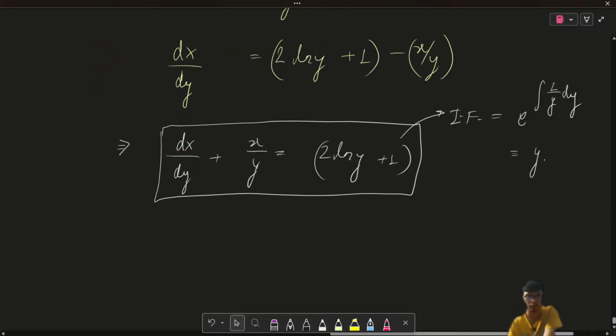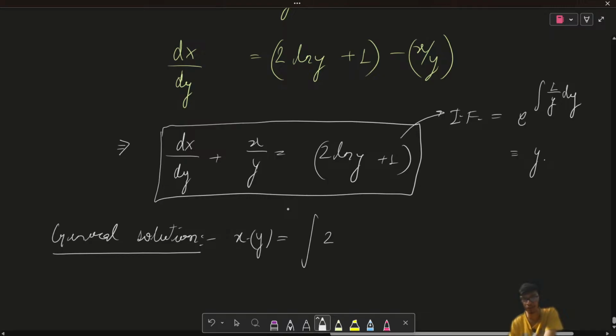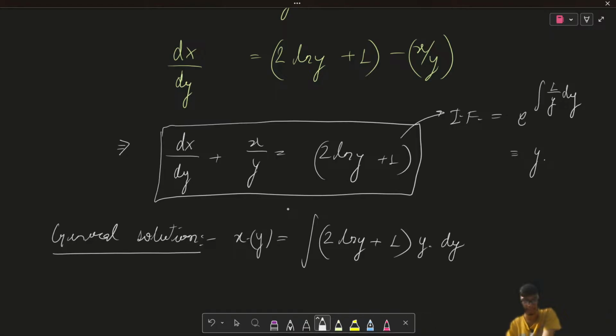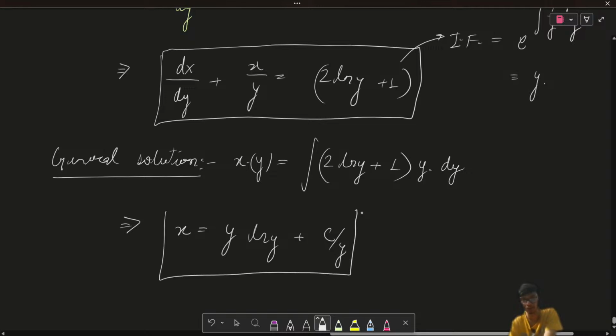Now if I solve this, the general solution is going to look like x into y equals the integration of 2 natural log of y plus 1, into y, dy. If I solve this and finally write the solution, it is going to look like x equals y natural log of y plus c upon y. So this is going to be the general solution of such a differential equation, or the family of curves that satisfies the following differential equation.